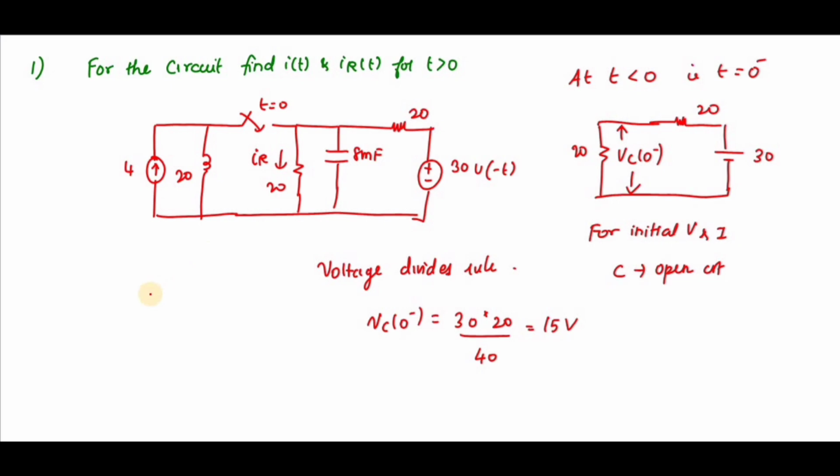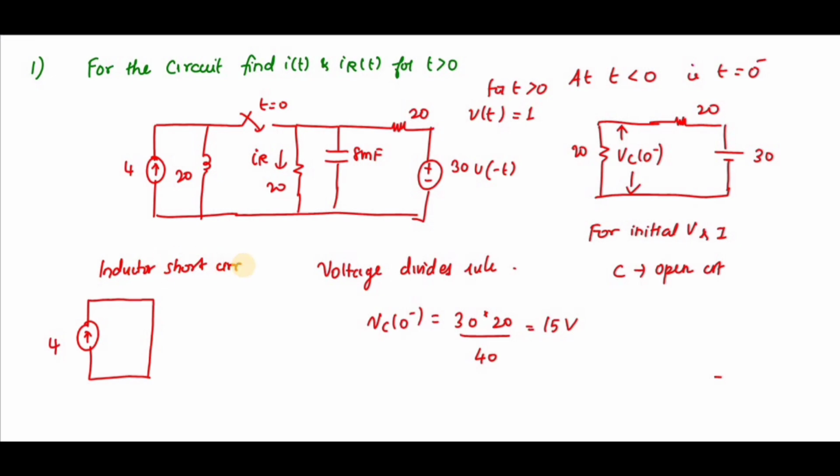Now I need to find the value of i(0), the initial current flowing through the inductor. The current source and the inductor are in parallel, because I haven't connected the resistor. Since it is an inductor, I need to short circuit it, so it will look like this. The current flowing through the inductor is nothing but 4 amps. So i(0-) and i(0+) is 4 amps, and Vc(0-) and Vc(0+) is 15 volts.